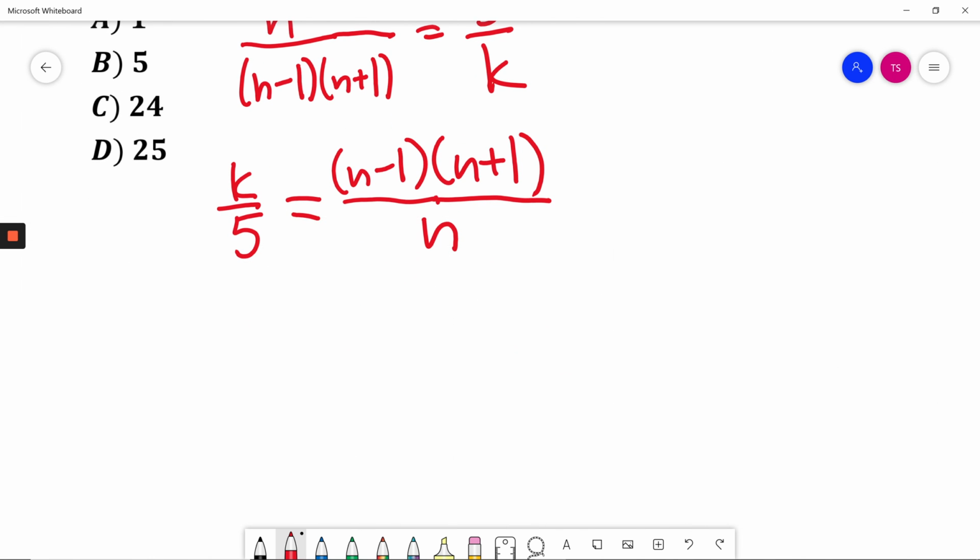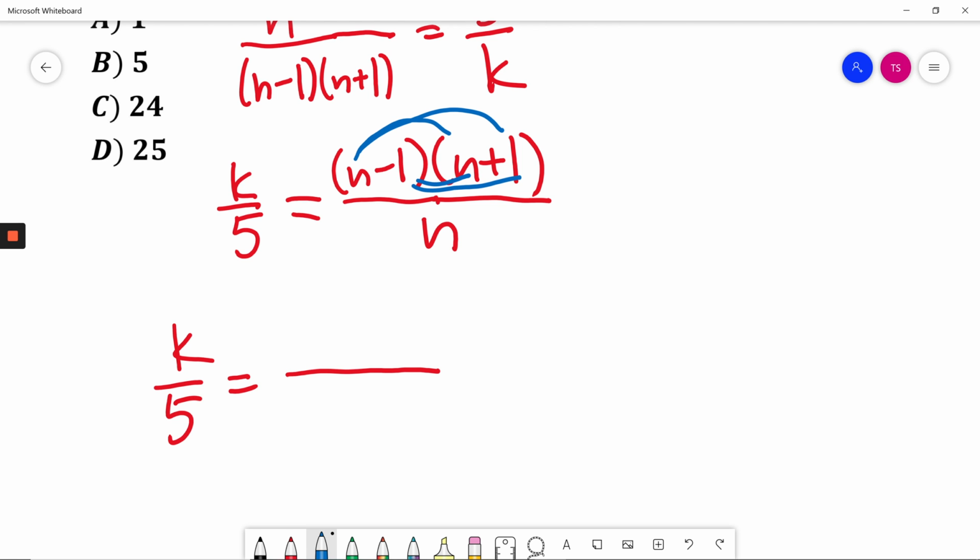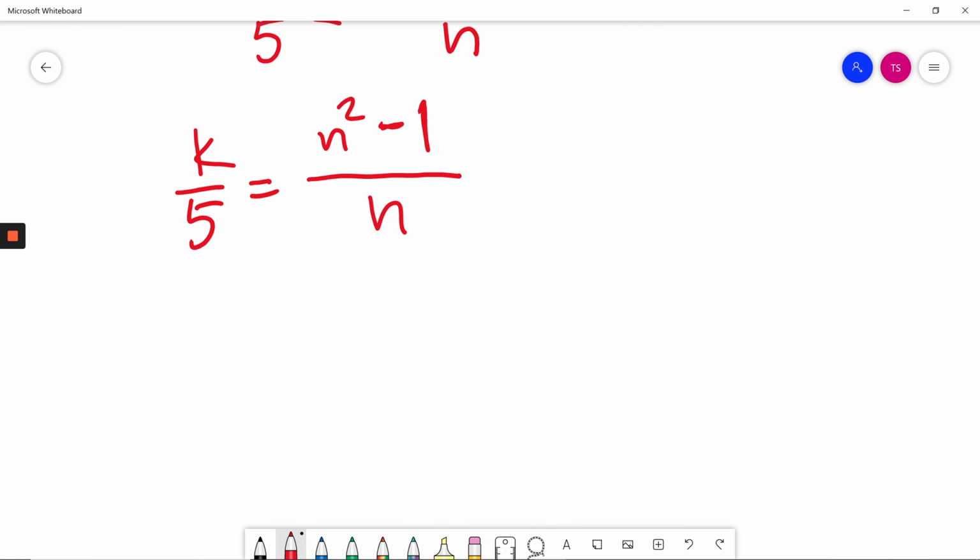At this moment, k divided by 5 will be equal, I'll just multiply the brackets, FOIL, or I could use the formula a minus b times a plus b is equal to a squared minus b squared. So this will be n squared minus 1 squared, 1 to the power of 2, 1 times 1 is just 1. Okay, my next step will be k divided by 5 will be equal to n squared divided by n is just n, and minus 1 divided by n.